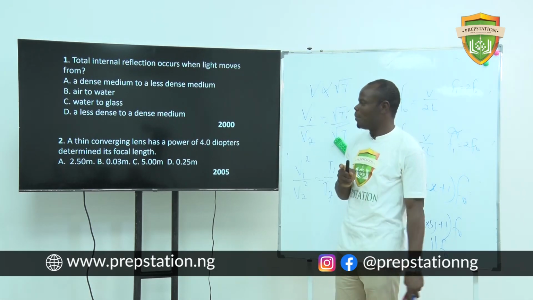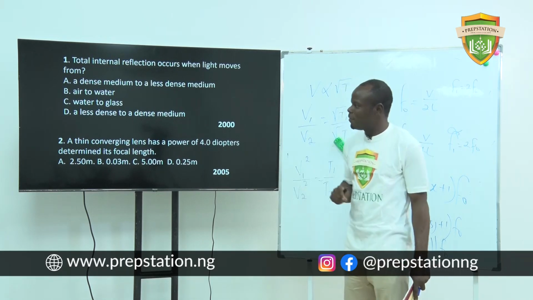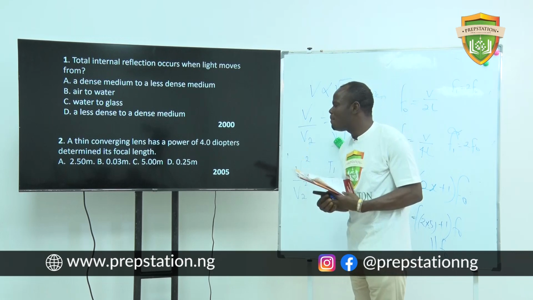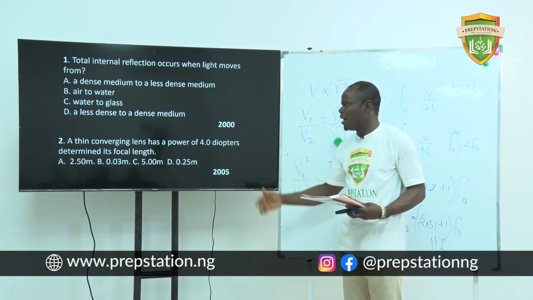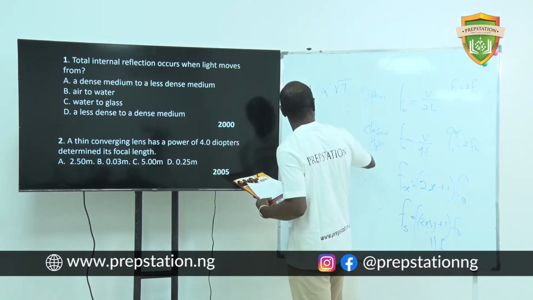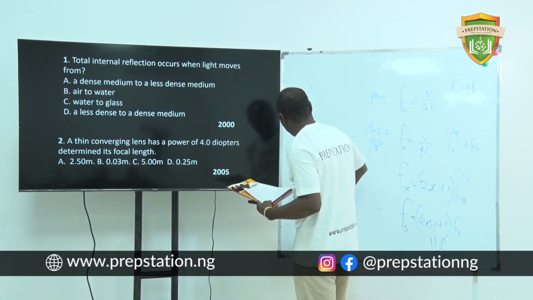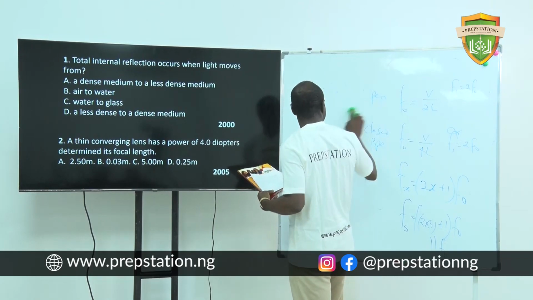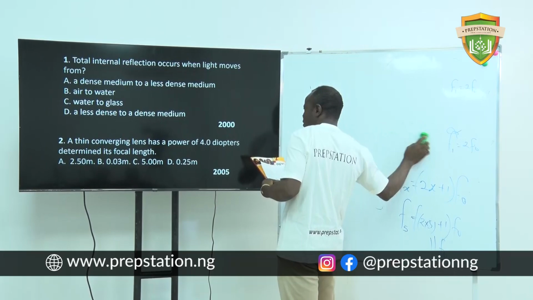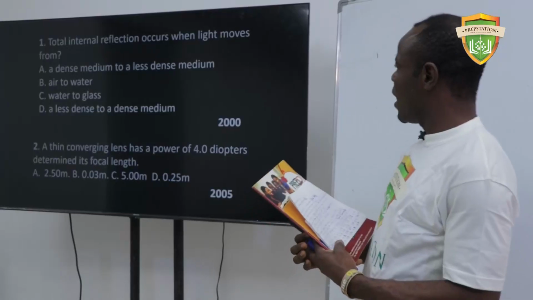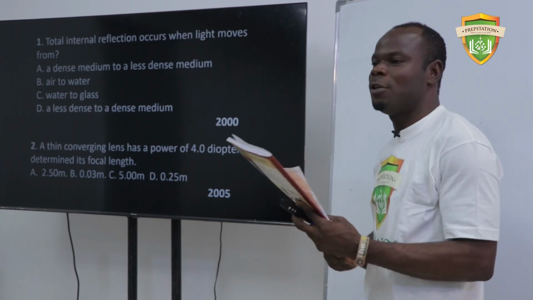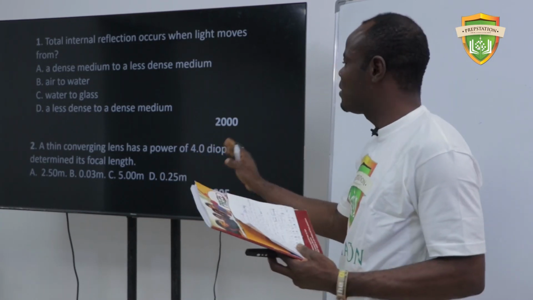So let's go to number 2, and that's 2005. It says a thin converging lens has a power of 4 diopter. Determine its focal length. Do you remember from the previous slides that I told you that the power of the lens is given by the inverse of the focal length? Can you still remember that? So from that question 2, it says what? A thin converging lens has a power of 4 diopter. Determine its focal length. Very simple question.